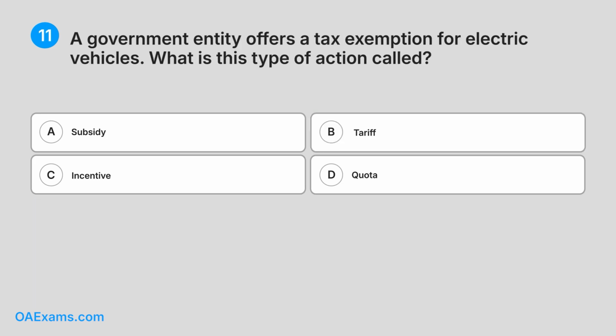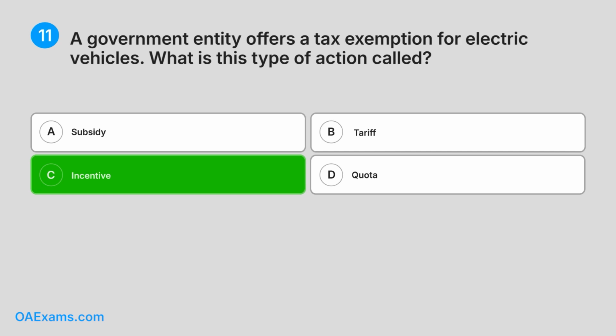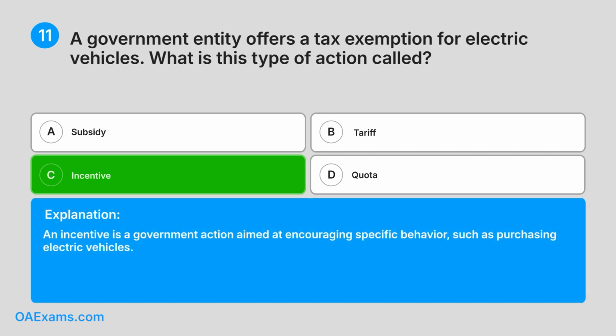11. A government entity offers a tax exemption for electric vehicles. What is this type of action called? A. Subsidy. B. Tariff. C. Incentive. D. Quota. What do you think is the answer? Correct answer, C. Incentive. Explanation. An incentive is a government action aimed at encouraging specific behavior, such as purchasing electric vehicles.